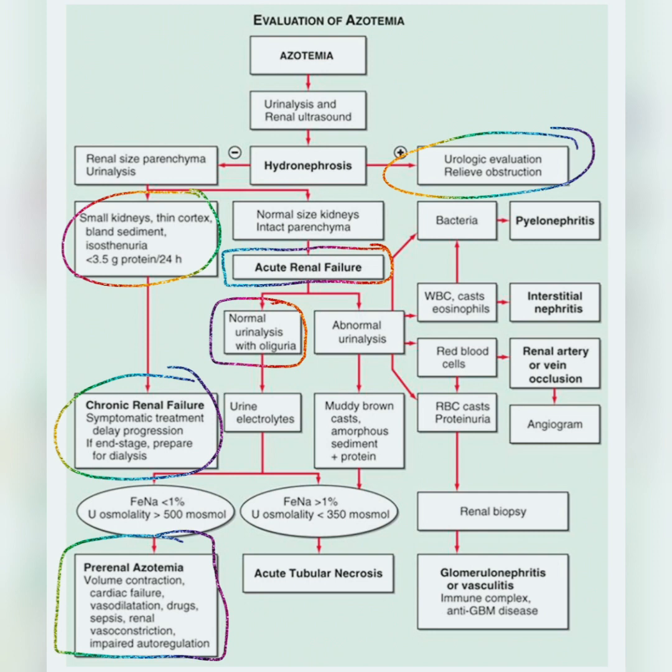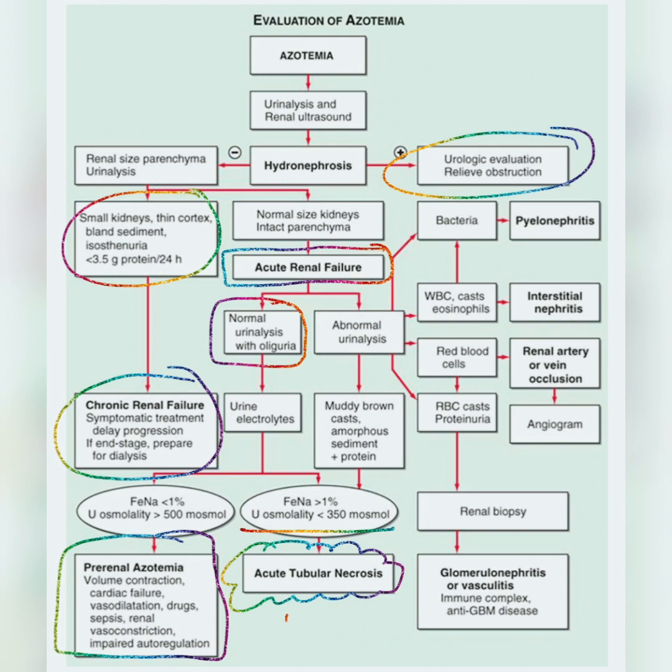impaired autoregulation, etc. And if the sodium excretion is more than 1% and urine osmolarity is less than 350 milliosmoles, that means there is a problem in the tubules. So now the diagnosis becomes what? Acute tubular necrosis. As you know, this is the most common cause of renal AKI.